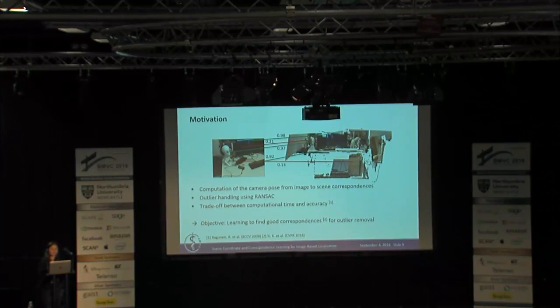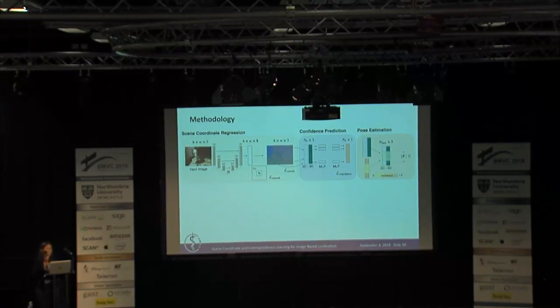We would want to optimize this process and learn how to predict confidences for our correspondences, how well they actually match. For inliers or very good correspondences, we would want to achieve high probability so we can discard outliers right away. But how do we actually do this? We propose a three-step framework, which starts with scene coordinate regression.